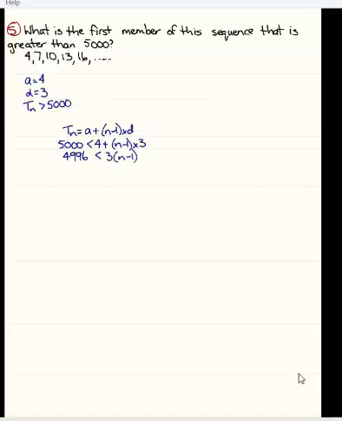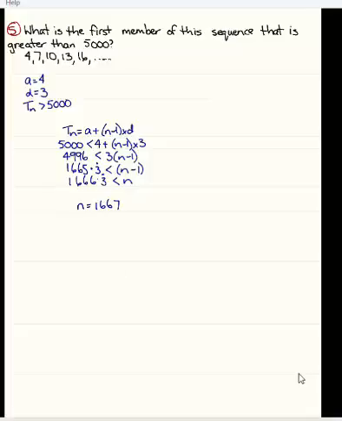Dividing by 3, that leaves us with 1,665.3 repeater. Has to be less than n minus 1. Now stop and think about that. What that means is that n has to be greater than 1,666.3 repeater. Yeah? So where does that leave us? Well, what that means is that the first one greater than 5,000 would be the 1,667th term.